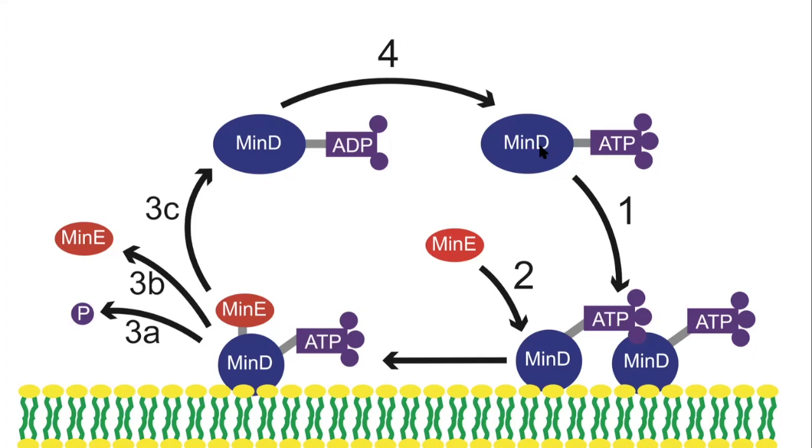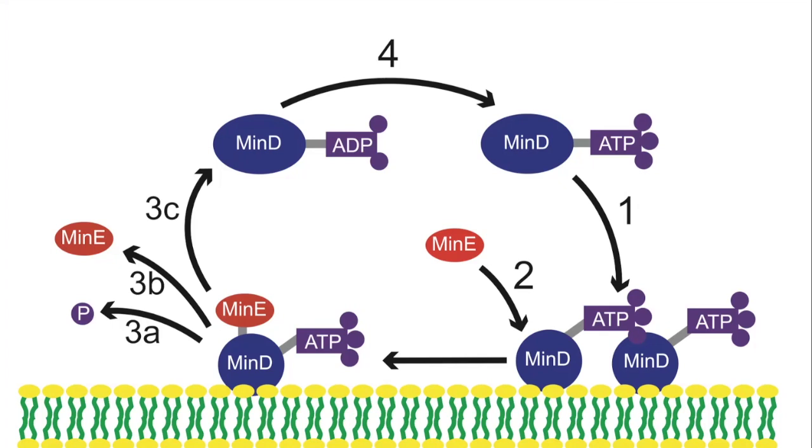So MinD, once it's bound to ATP, can then bind to the membrane, like shown here, and MinE, which is a second protein, can then associate with MinD. And then once that is associated, it can split off one phosphate group, right? So you get hydrolysis of ATP to ADP, so it loses a phosphate, and MinE unbinds, and MinD, still bound to ADP, goes back in the solution, which can then undergo this cycle again.